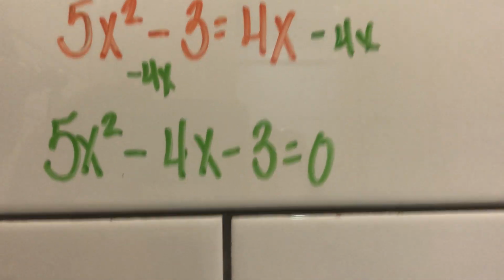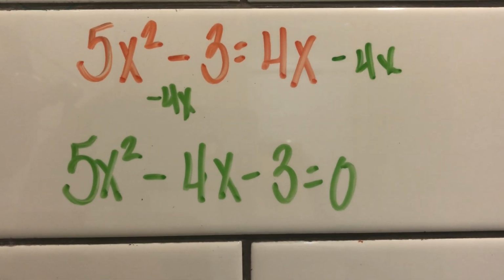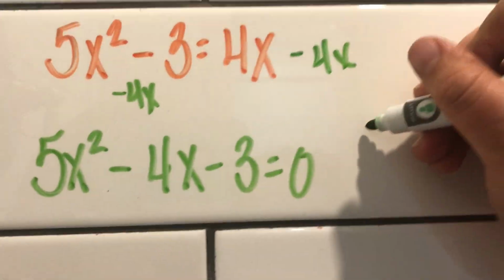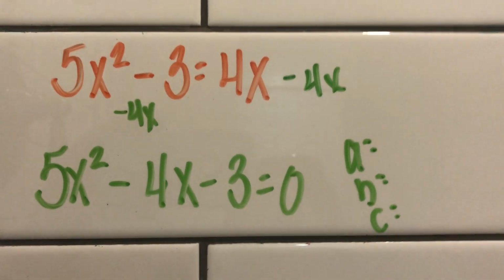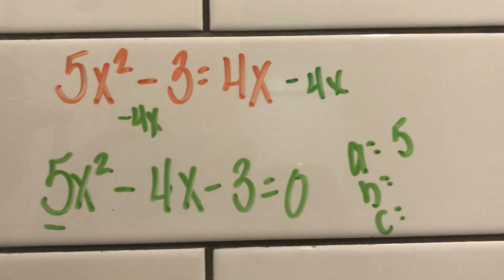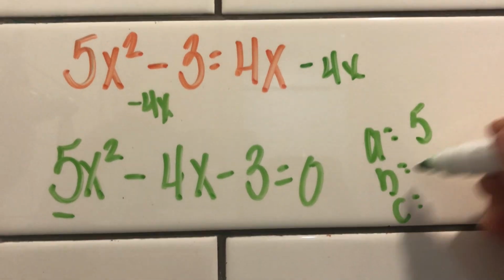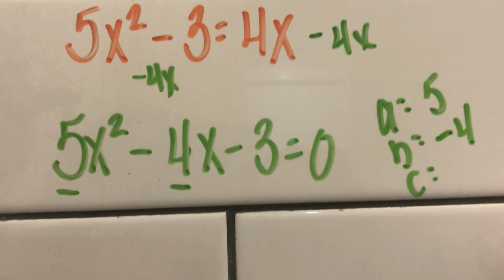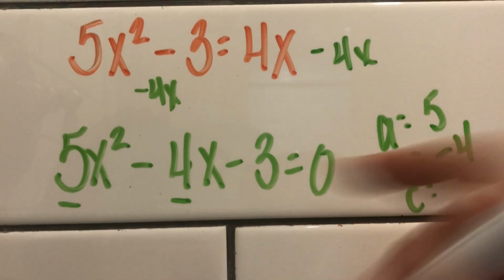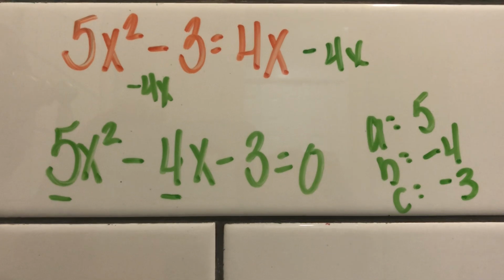Now that I have it in standard form, I need to decide what is a, what is b, and what is c. And I like to write that out, especially when it's new to you guys. I would jot it out first. So a here is going to be 5. That's my quadratic coefficient. My linear coefficient, or what's next to the x, is going to be -4. And my constant is -3. That's the c. c for constant.